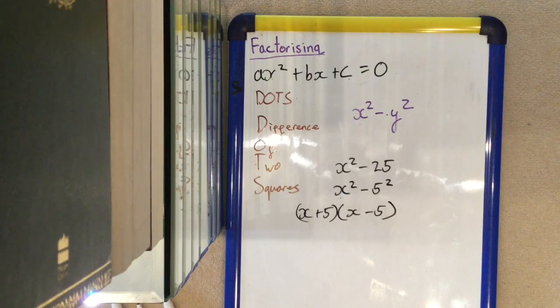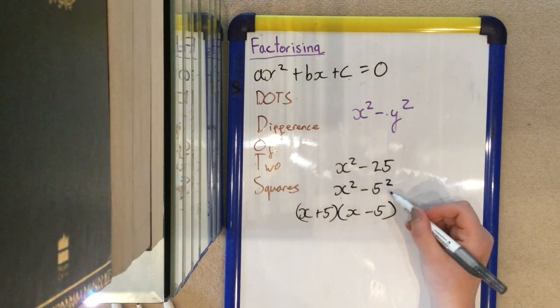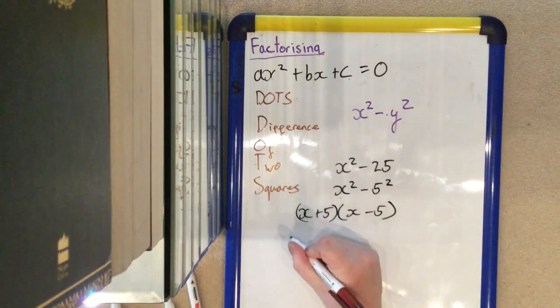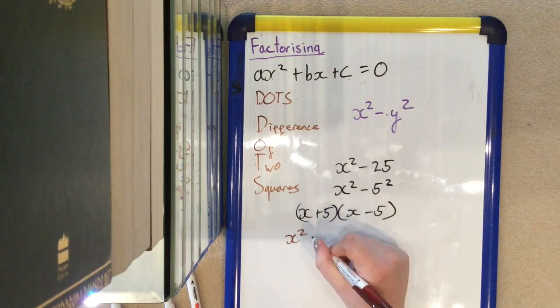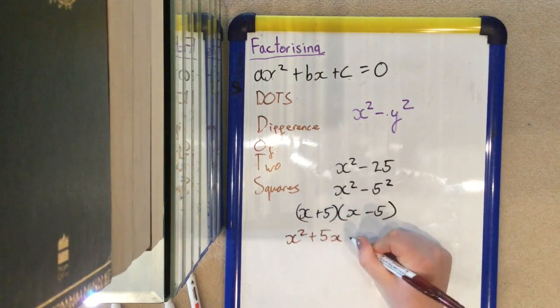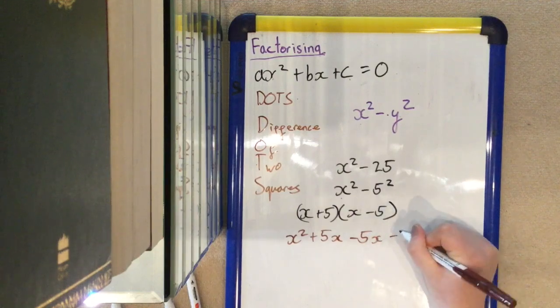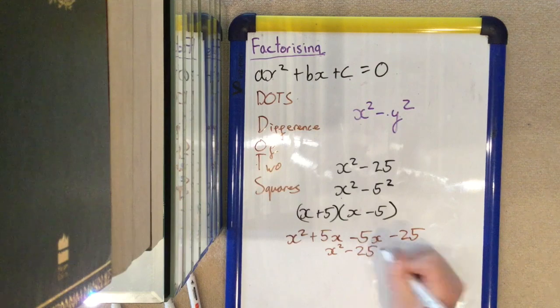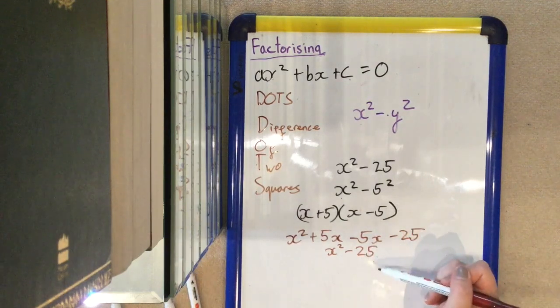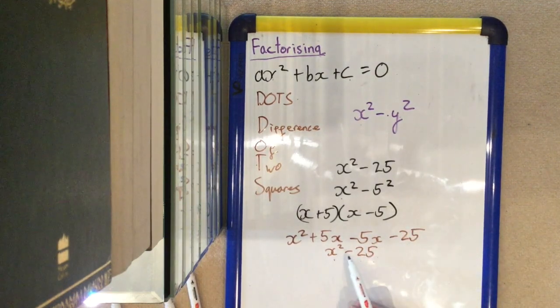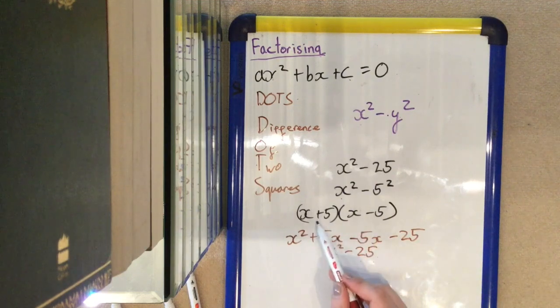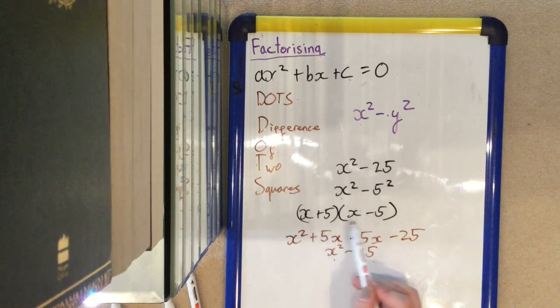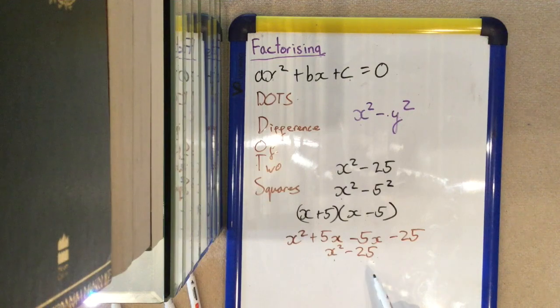Examiners will very often use a difference of 2 squares in their questions to try and catch you out. The reason that this goes to this is if you expand this expression, you get x squared plus 5x minus 5x minus 25, which simplifies to x squared minus 25. So this works in both ways. Whenever you see something squared minus something squared, you can easily factorise it into these 2 brackets, using the square root of both of the original terms.